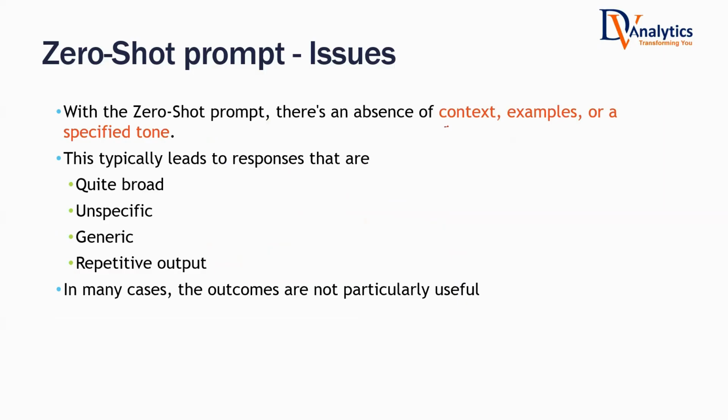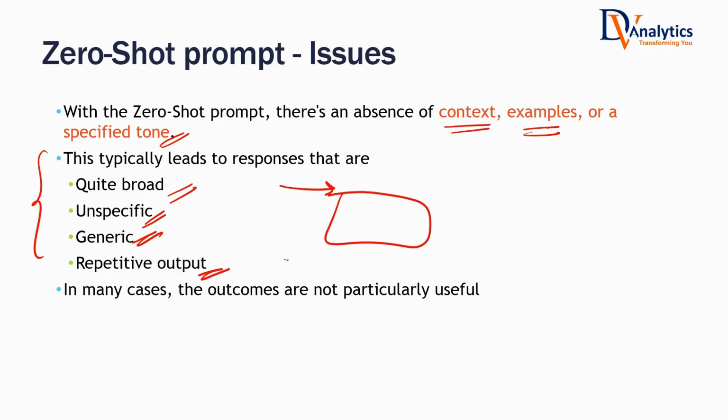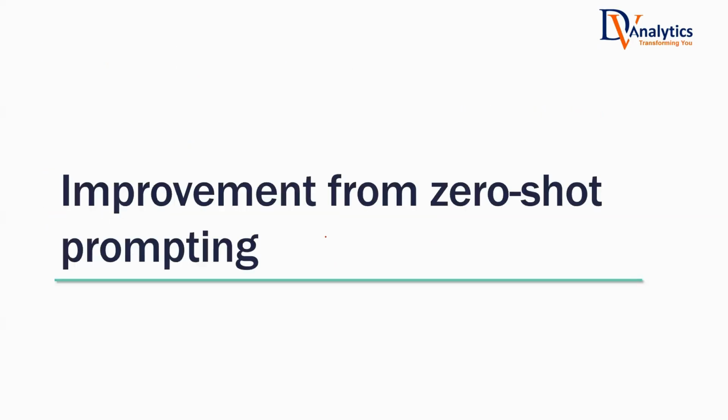The issues are that the context is missing, examples are missing, and a specific tone is missing. Typically, it leads to responses that are quite broad, unspecific, generic, and repetitive. Sometimes we give the prompt and I'm not getting the right output. Again we give the prompt, same thing, same thing. No matter how many times you give the prompt, irritatingly, the output that you get out of ChatGPT will be the same. So how do you improve over zero shot prompting?